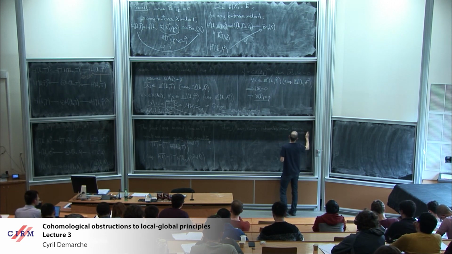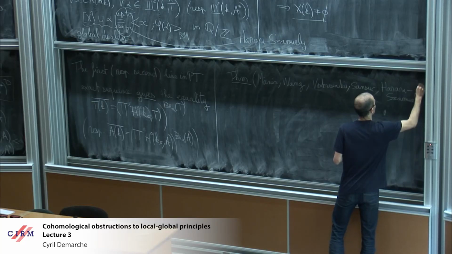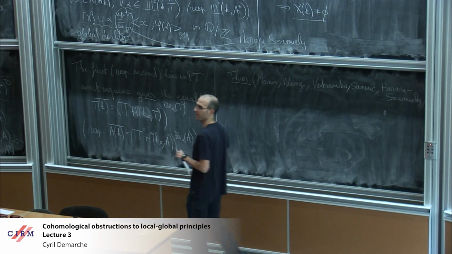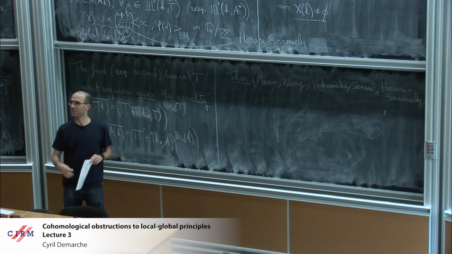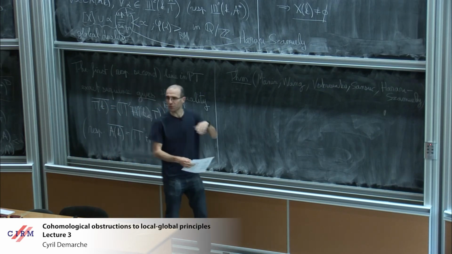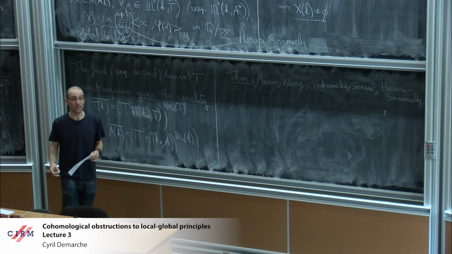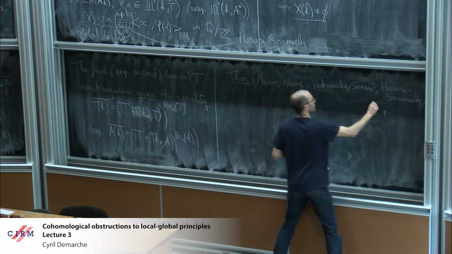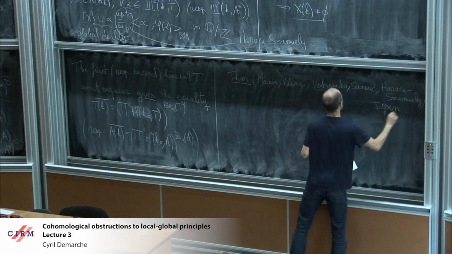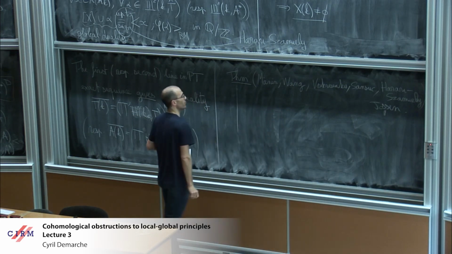Well, yes. But then you did the strong approximation for tori, and okay. And Wei Sen, yes. If I want to add strong approximation, I put Wei Sen also. Okay. So many people, and what did they prove?